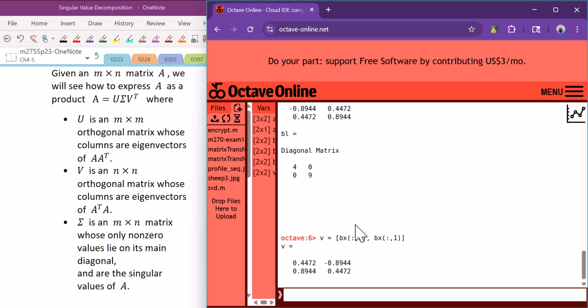Now the sigma, I can just make that up, and I'm going to call it S instead of sigma. Remember that our original matrix A was a 3 by 2, so I'm going to want a 3 by 2 here. I'm going to take the largest eigenvalue, which is 9, and take the square root of that, so that's just 3, or I could do the square root of 9.